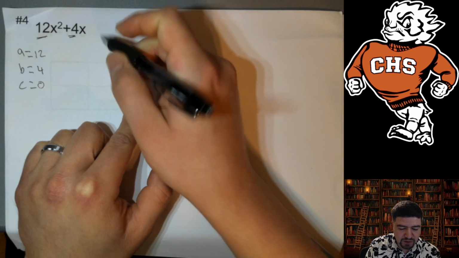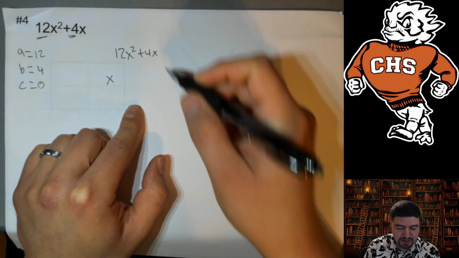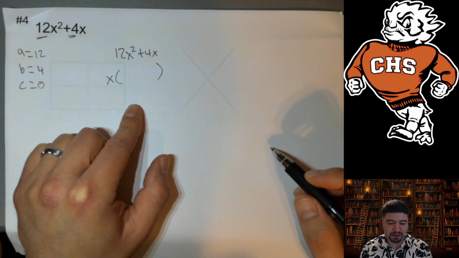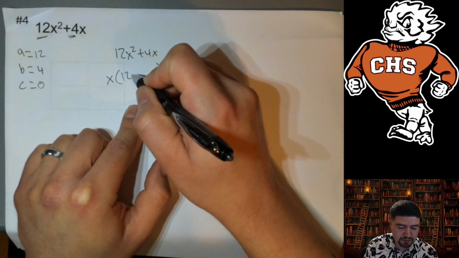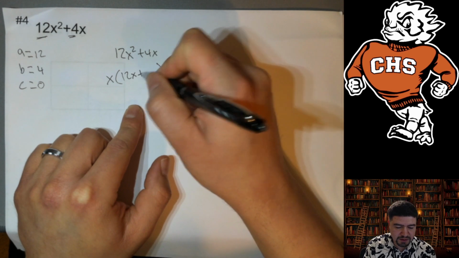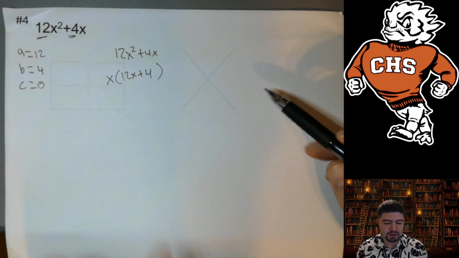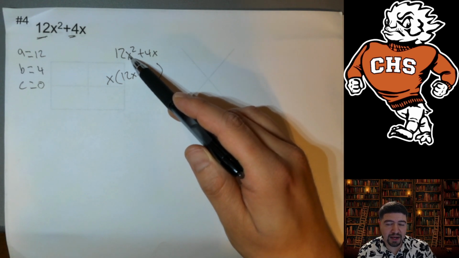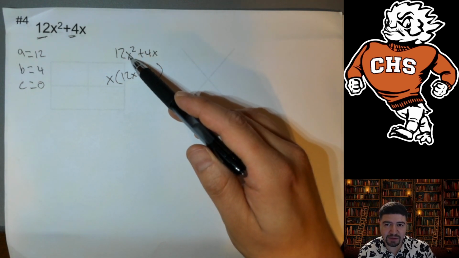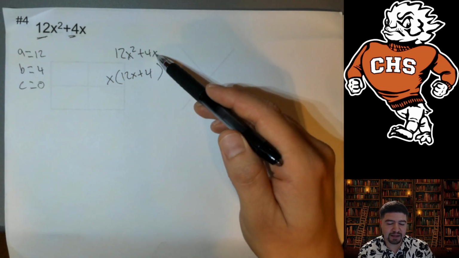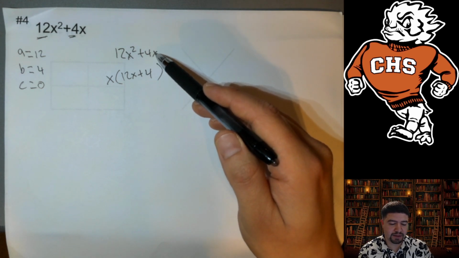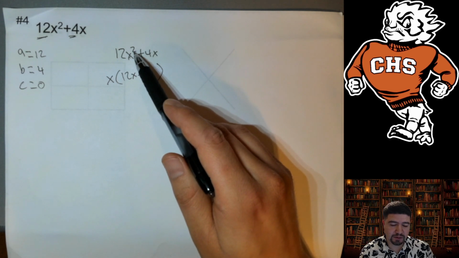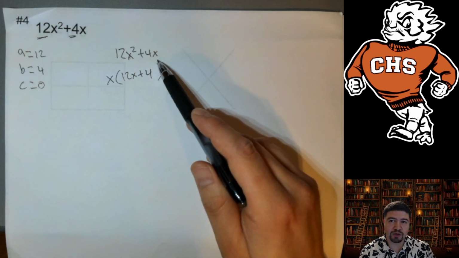For example, if I factor out an x and put whatever is left in here, 12x plus 4. All I did was I took 1x away, or basically I took 1x out of that x squared, and then I took that x out of the 4x. So when I do that, I have 12x, not x squared anymore, and I have just 4, no more x.